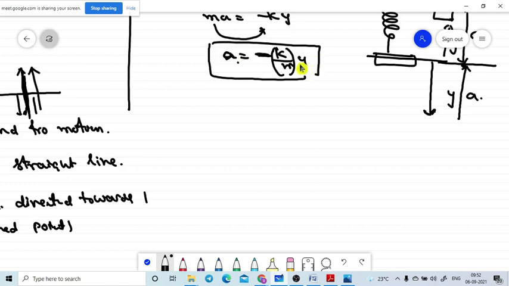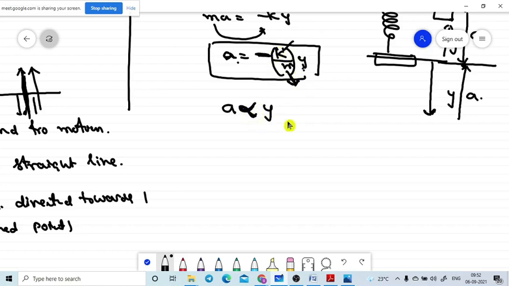So please don't use the negative sign. Now what I am saying is that A is directly proportional to y, because K is a constant and M is the mass of the body. This is also one constant. So it will be two constants. I am using this proportionality symbol.